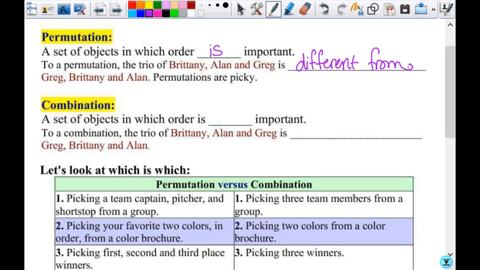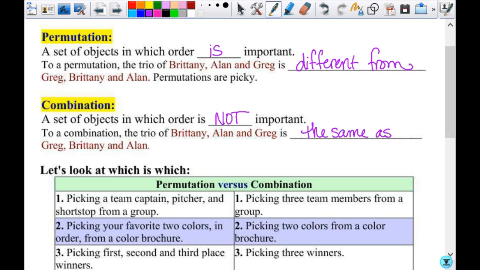So a combination is a set of objects where order is not important. So the combination of Brittany, Alan, and Greg is the same as Greg, Brittany, and Alan. A combination is just grabbing three people. A permutation would be grabbing them in a specific order, like first place, second place, third place kind of thing.